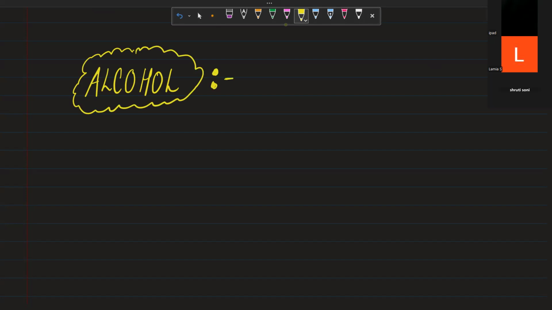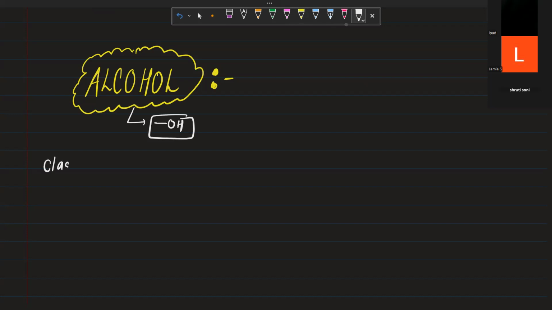Okay, so let's start firstly with the classification part. On the basis of the OH group, we will identify. Alcohol means which functional group is attached to a particular species? That is OH. So on the basis of the number of OH groups attached, the classification will proceed.